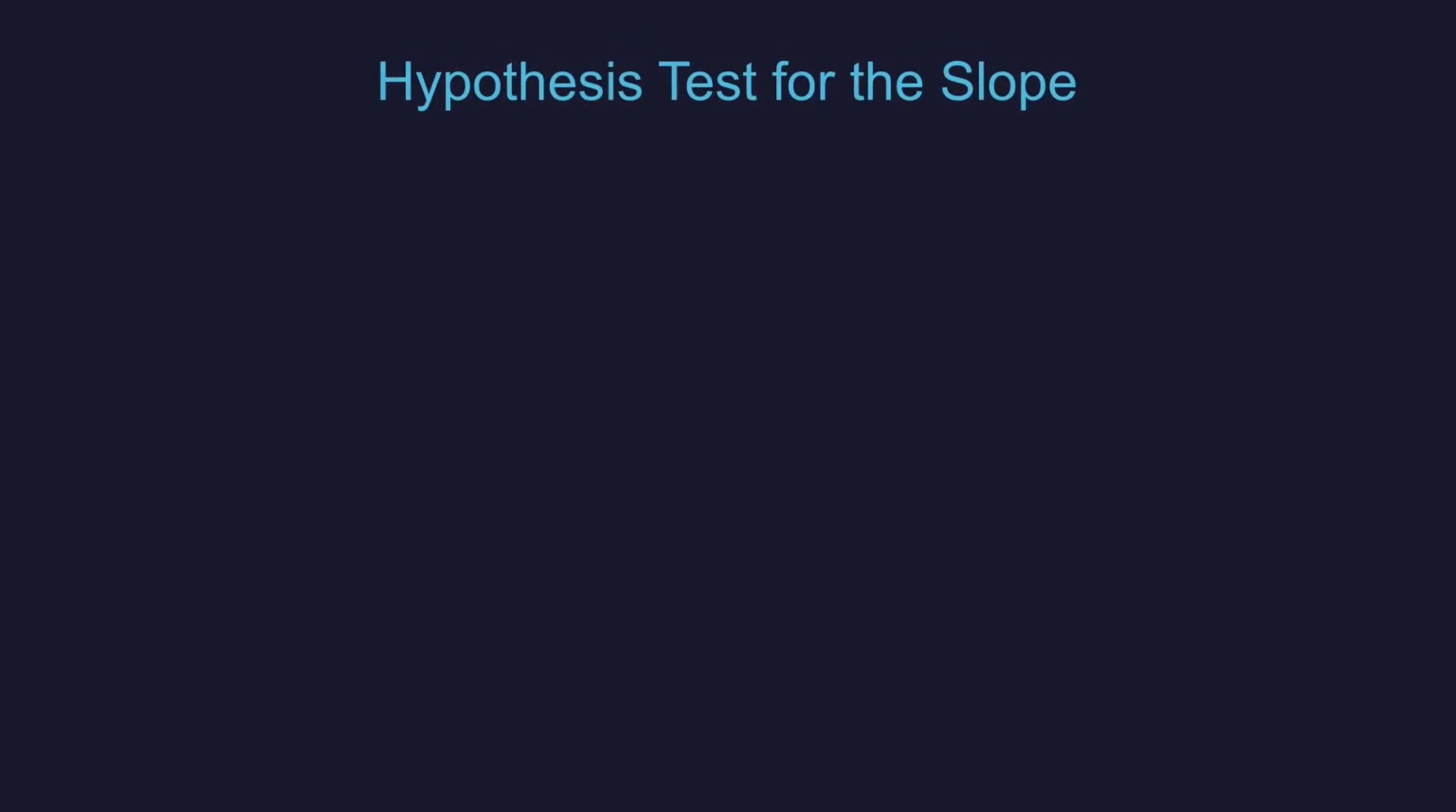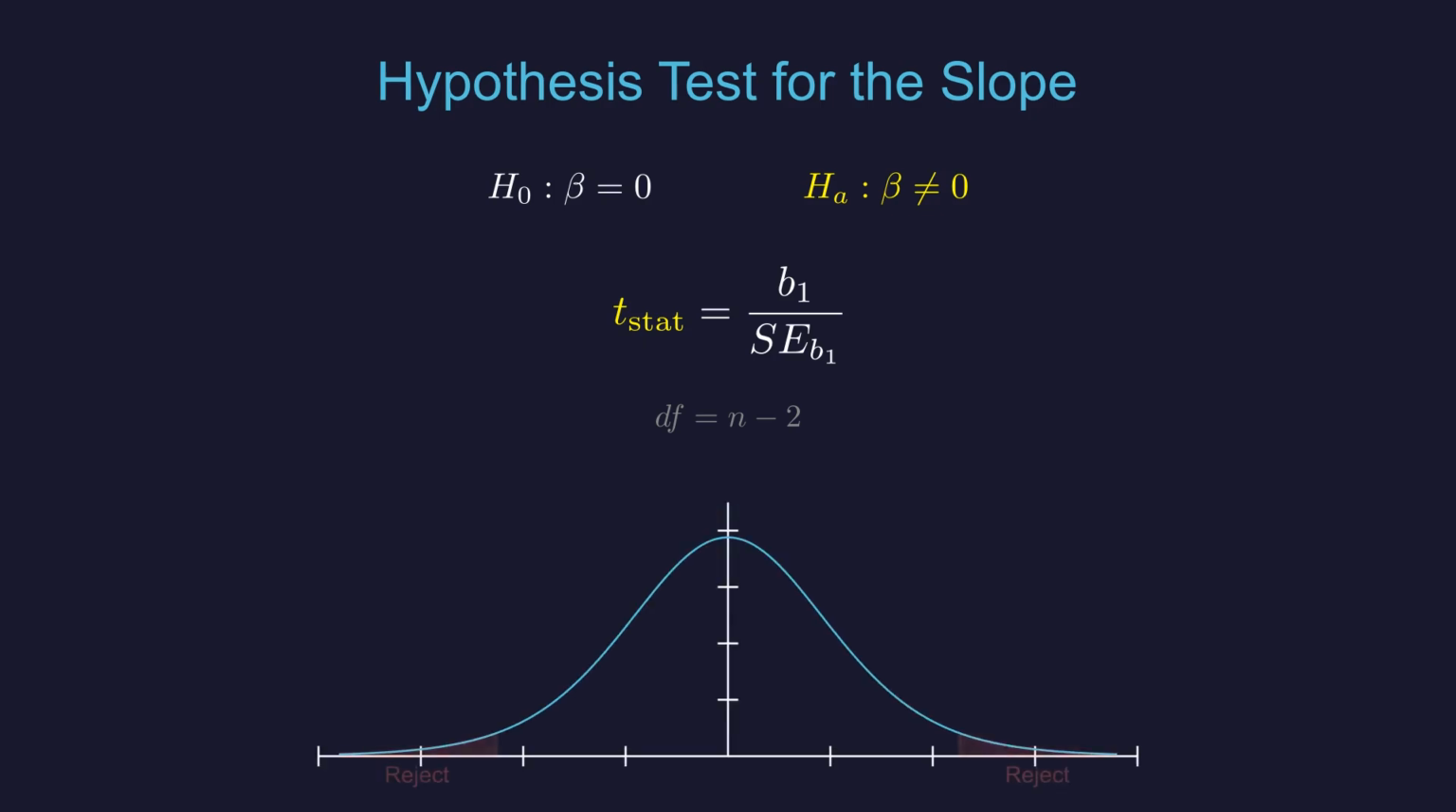To test whether the slope is real, we set up a hypothesis test. The null hypothesis says beta equals 0, meaning there is no linear relationship. The alternative says beta is not 0. We compute a t-statistic by dividing the sample slope by its standard error, with n-2 degrees of freedom. Under the null hypothesis, this t-statistic follows a t-distribution. If our t falls in the rejection regions in the tails, we reject the null and conclude the slope is significant.